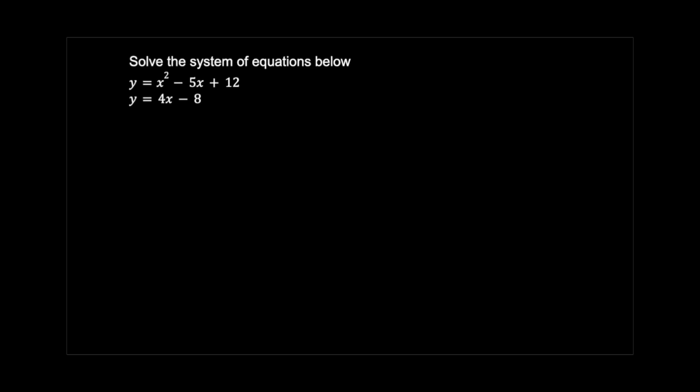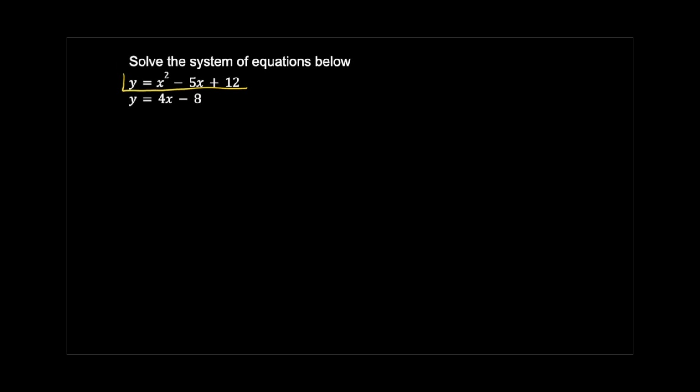Okay, in this example, we're going to be solving a system of equations. This system is a quadratic and a linear equation combined. Now, as we solve the systems, we're going to be using the substitution method. The first step in substitution method is to make sure you have an equation with the variable by itself. In this case, both equations have a variable by itself.